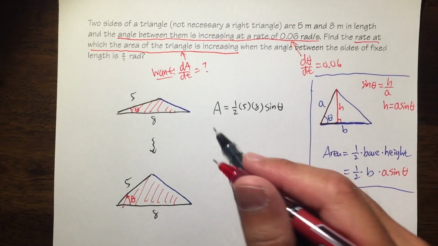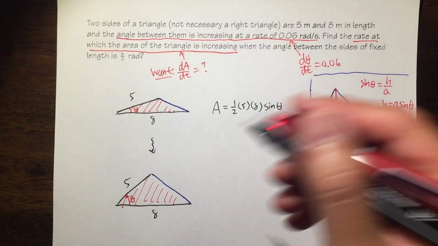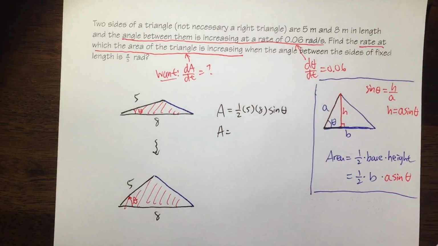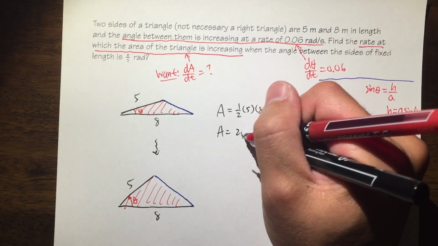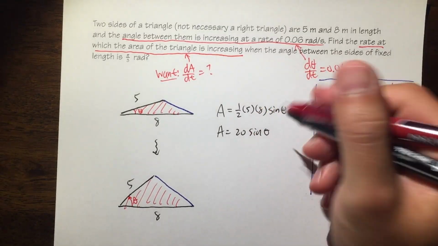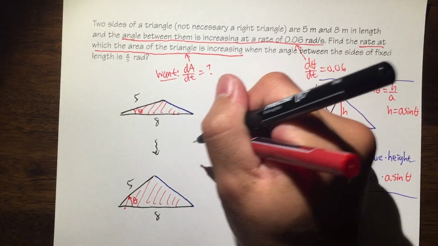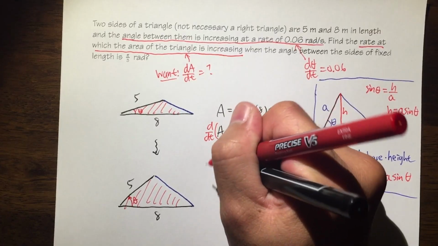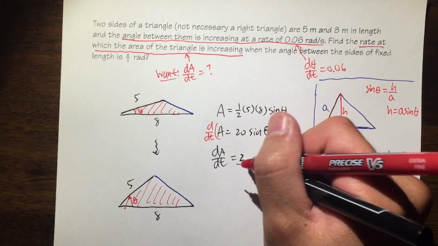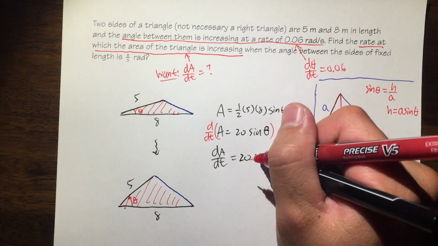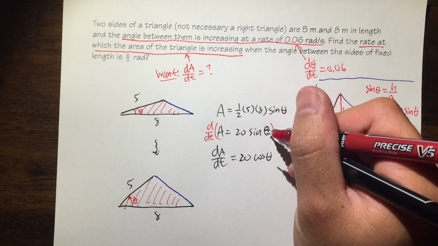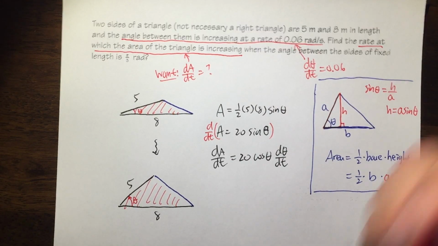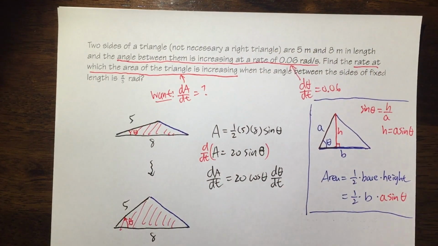Okay, so this is actually not bad at all because we have A and theta and they are both changing, so that's good. Right here, let's go ahead and multiply this out first. A equals 1/2 times 40, which is just 20, and then we have sine theta. Now I can differentiate this equation with respect to time. On the left-hand side, I get dA dt. On the right-hand side, I have the 20, and the derivative of sine theta is cosine theta. But since theta is a function of time, I will have to multiply by d theta dt. And then we're pretty much done after we plug in all the numbers and work it out.